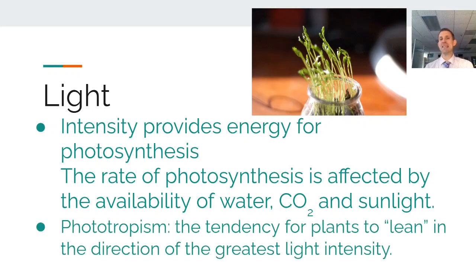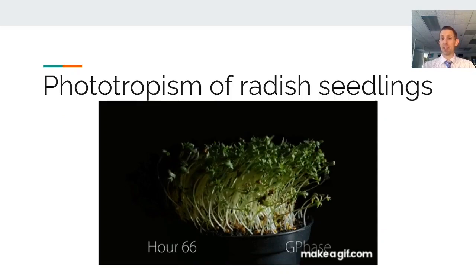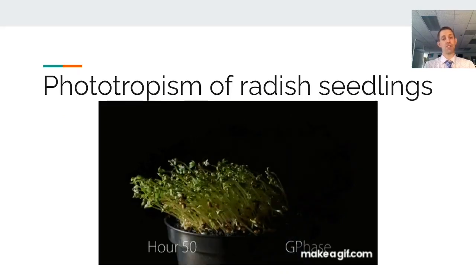Phototropism is a really unique property of plants where they will tend to lean or grow in the direction of a light source. This next image here shows some radish seedlings growing in response to the direction of a light source.